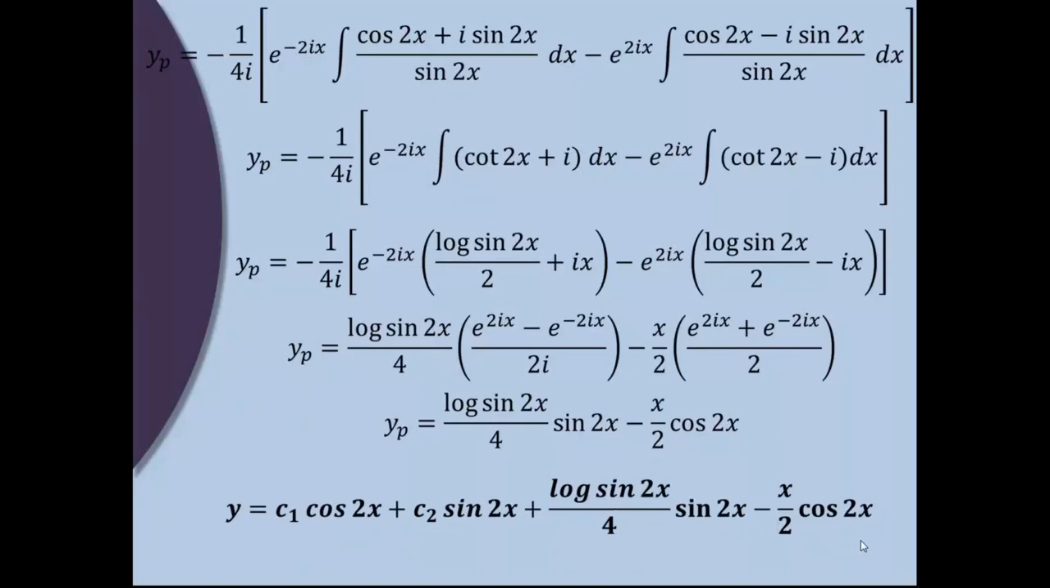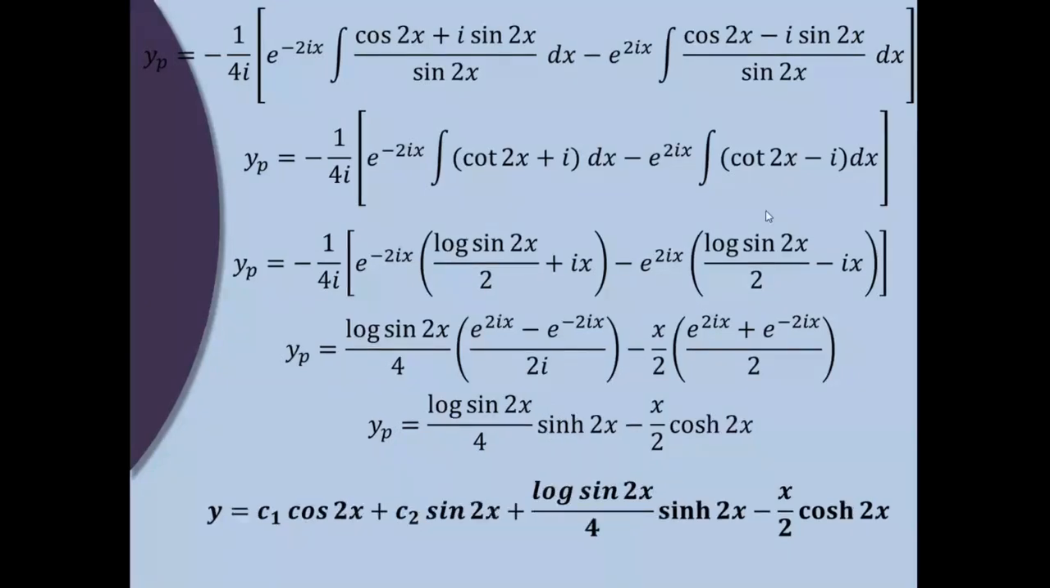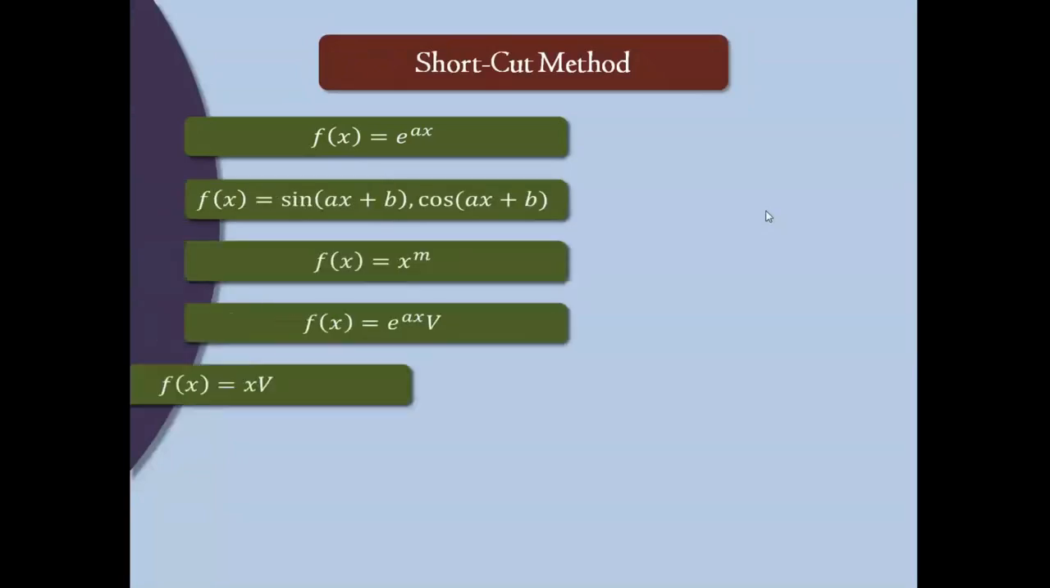Now we'll start with the second method to find yp, that is the shortcut method. In the shortcut method, we have formulas for 5 different standard functions. Only for those can we use the shortcut method. The general method can be used for any function. The shortcut method can be used only for these 5 standard functions. What are those functions? e raised to ax, sine or cos of ax plus b, x raised to m, or e raised to ax into v, or x into v, where v is any function of x. So only for such types of function is this shortcut method used.